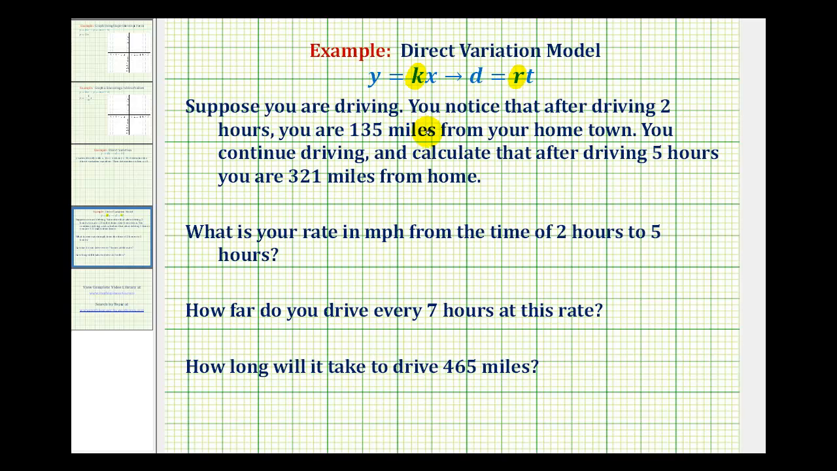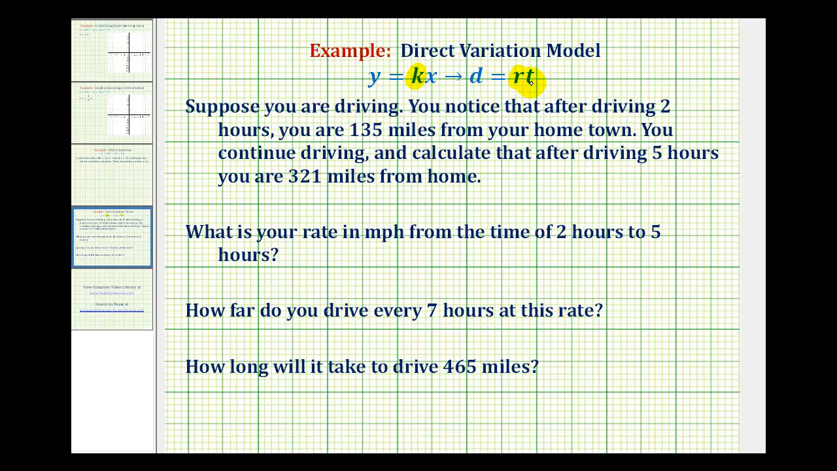Suppose you are driving. You notice that after driving 2 hours, you are 135 miles from your hometown. You continue driving and calculate that after driving 5 hours, you are 321 miles from your home. We want to know what is the rate in miles per hour from the time of 2 hours to 5 hours. To do this, we can actually treat the given information as ordered pairs and then determine the slope of the line passing through those 2 points.